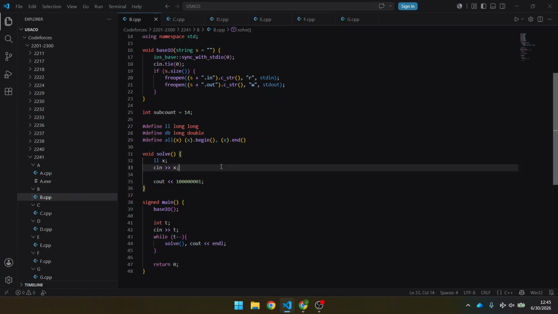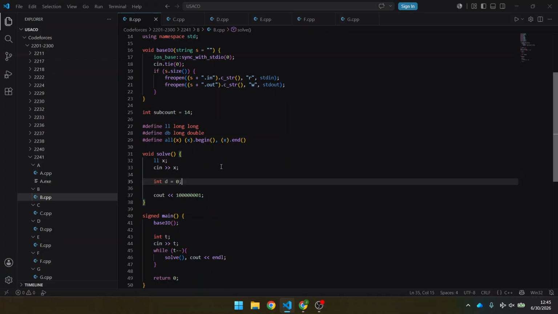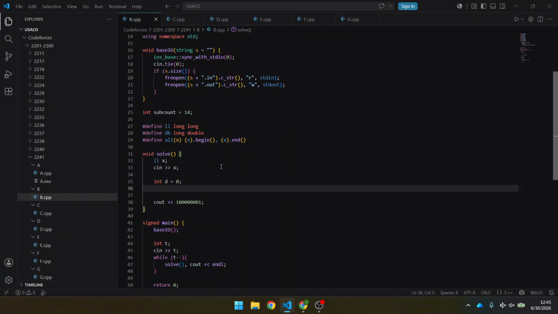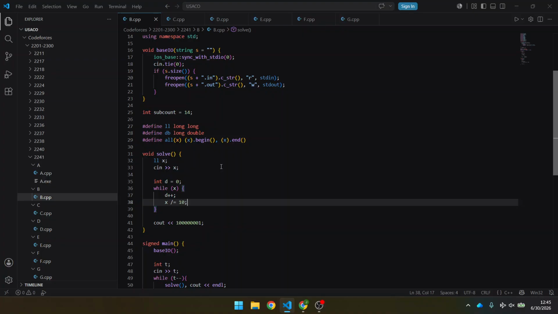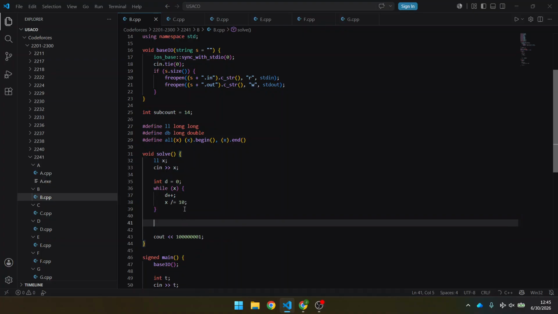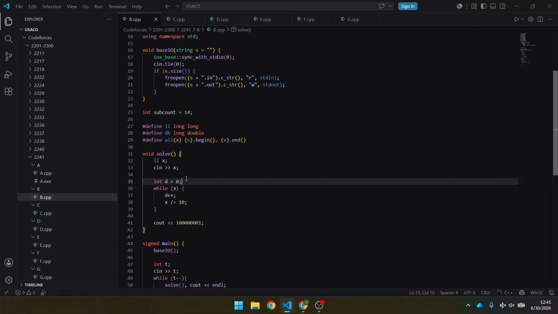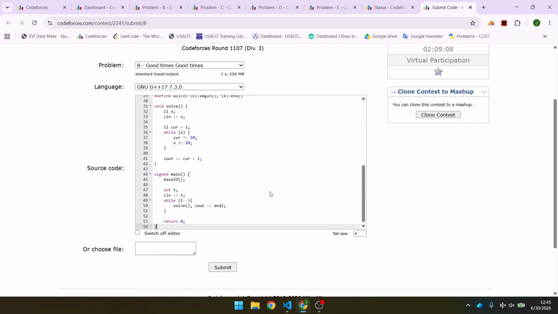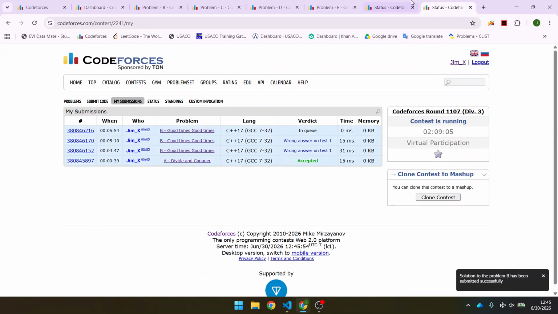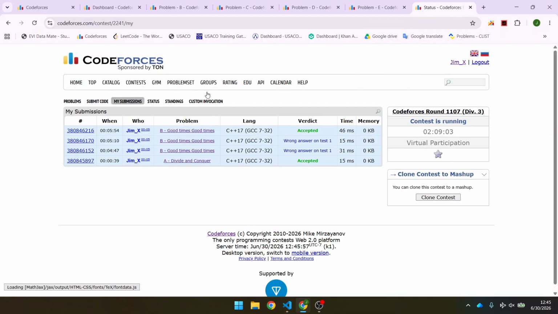Oh, there are zeros. Okay, so int d equals 0. Long long p equals 1, p equals 10, and I'll put plus. So it would be like x and x continuous. Okay.